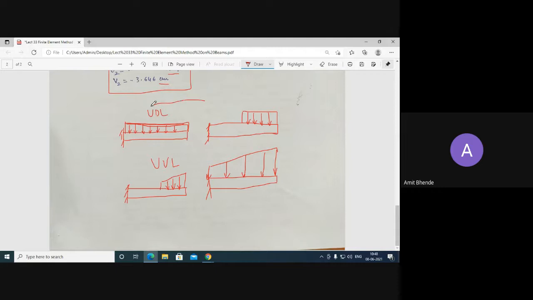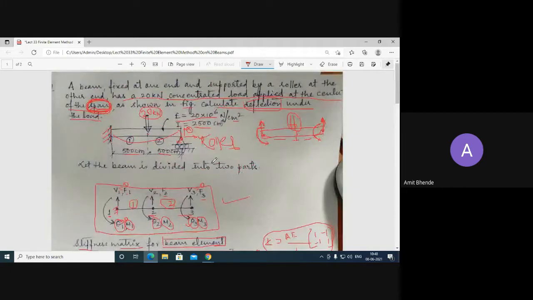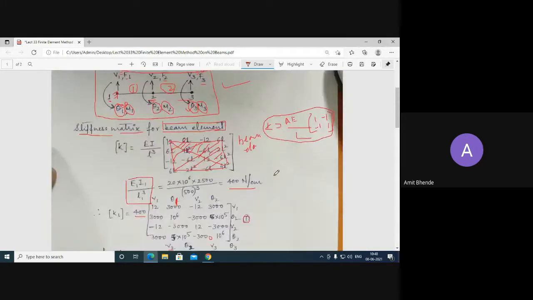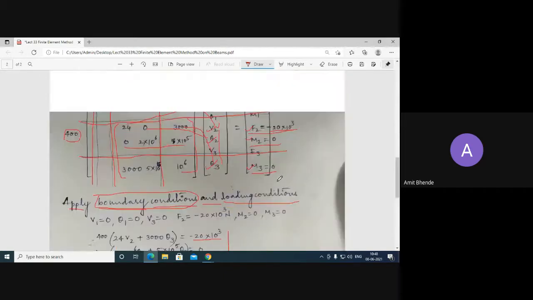So these are some of the variations that you may come across while solving the beam problem. You know how to solve it. You can go through the literature available on UDL and UVL, but the procedure for solving the problem remains the same.